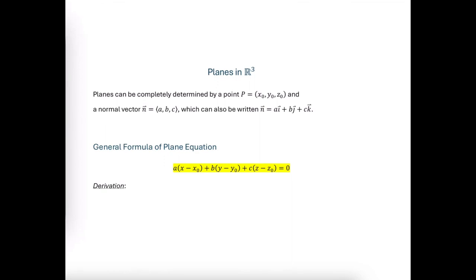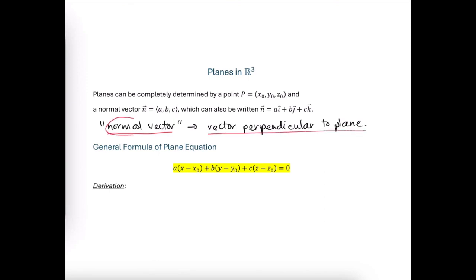We're now going to look at planes in three-dimensional space. We're going to be given, in this situation, an ordered triple that is a point on the plane, and a normal vector, which is a vector that is perpendicular to the plane. So this name, a normal vector, is a vector perpendicular to the plane.